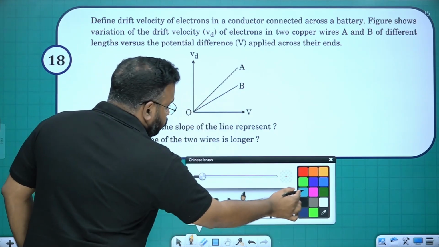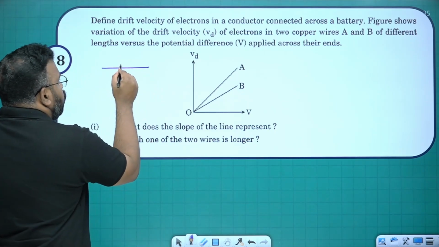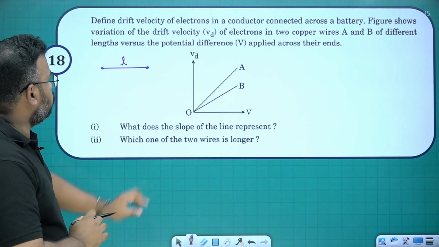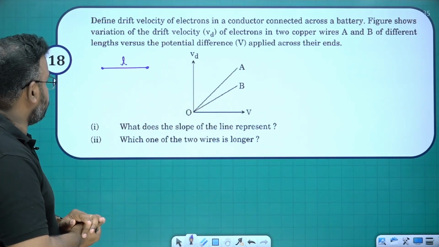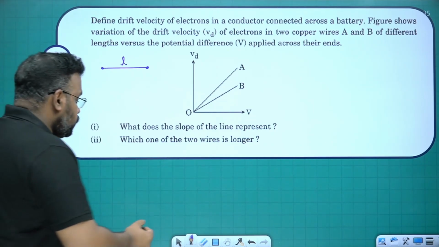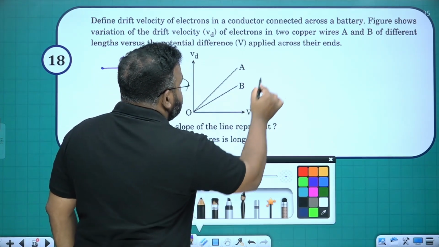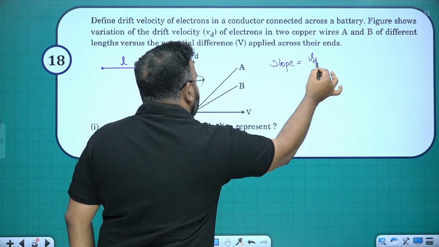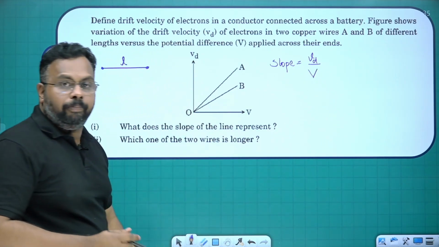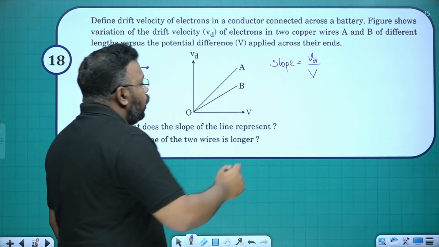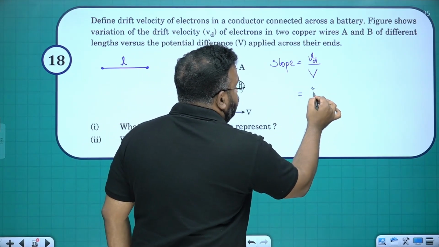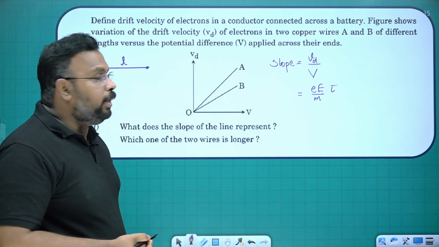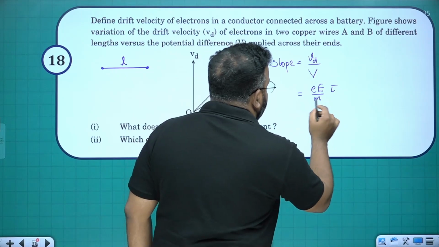So if you are taking this as a wire of length L, potential difference is V. And this graph is showing variation of drift velocity. What does the slope of the line represent? How can you find the slope of the line? Slope is equal to y by x. Along the y-axis what you can see? Vd. Along the x-axis what we have? V. Got it? Now what is Vd? The Vd equation is, you know that, eE by m into tau, by V.